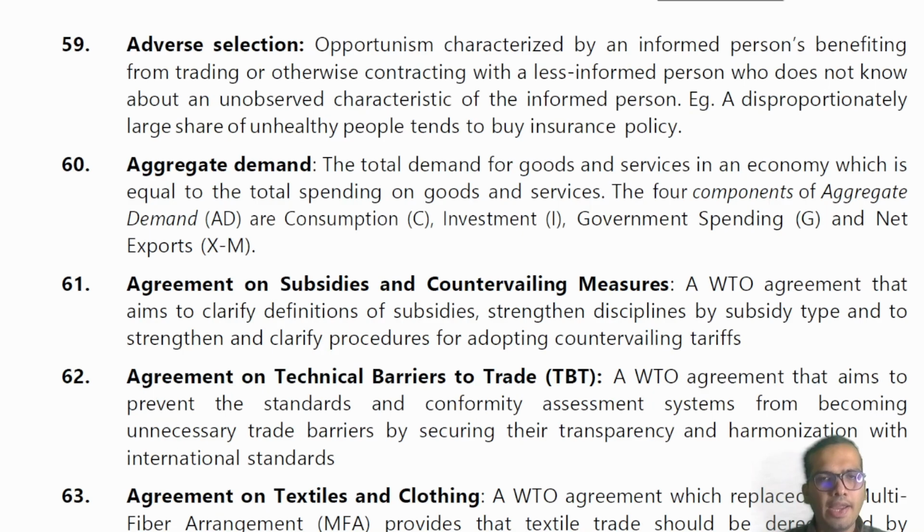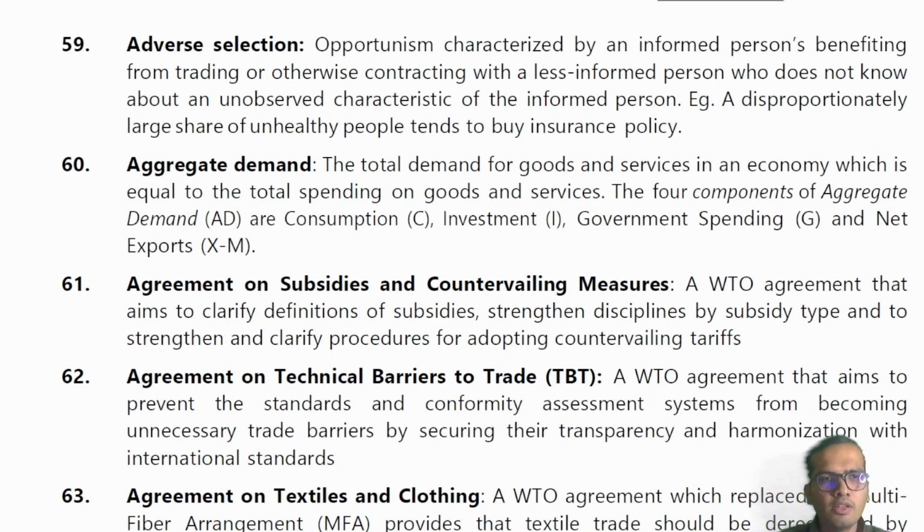Number 59, adverse selection. Opportunism characterized by an informed person benefiting from trading or otherwise contracting with the less informed person who does not know about an unobserved characteristic of the informed person. Example, a disproportionately large share of unhealthy people tends to buy insurance policy.